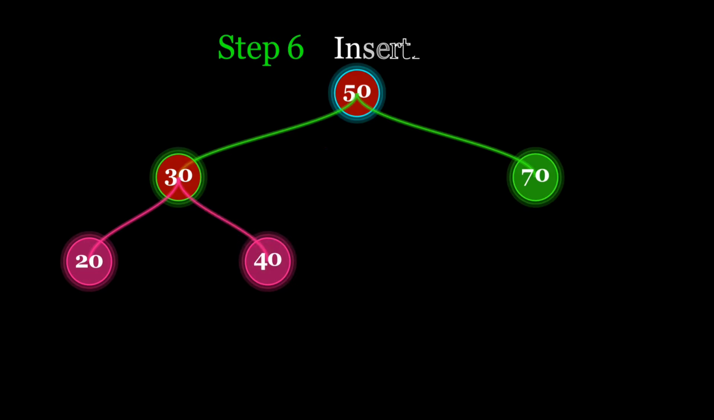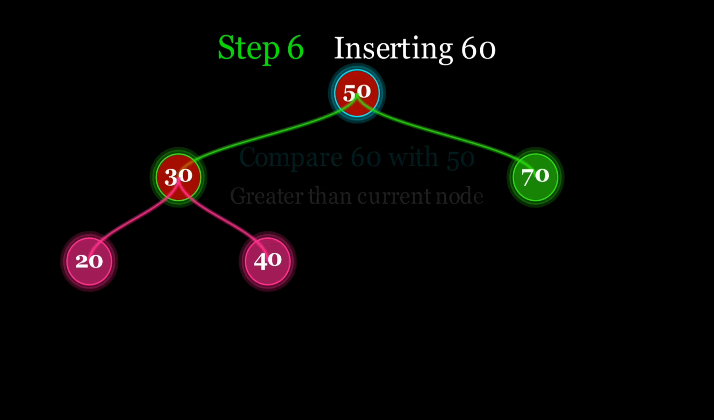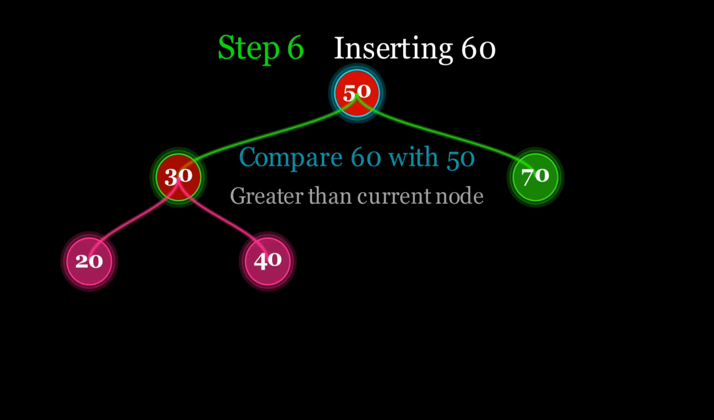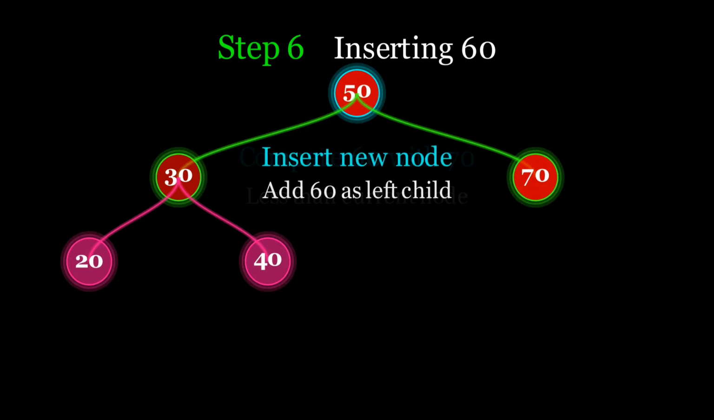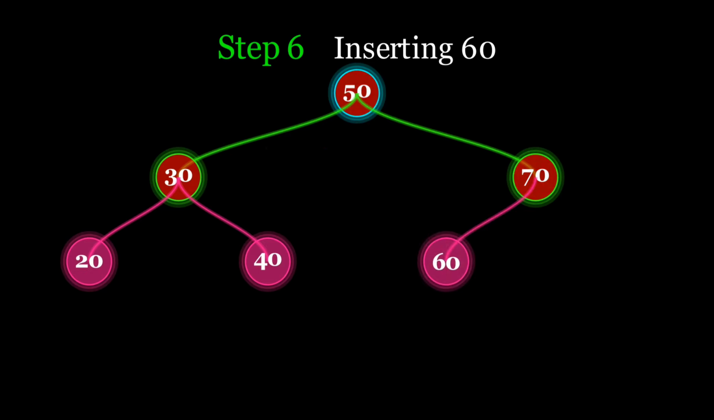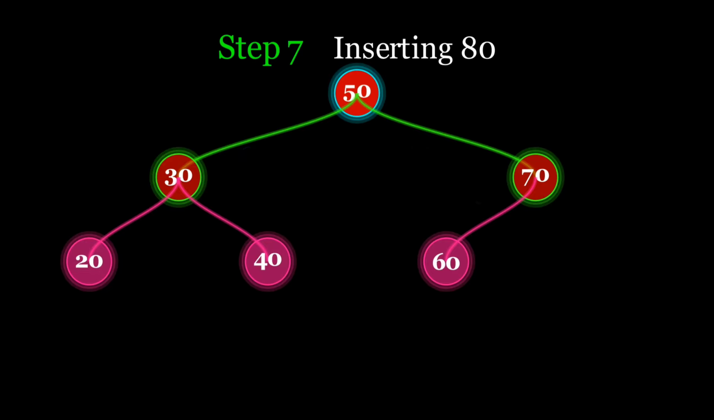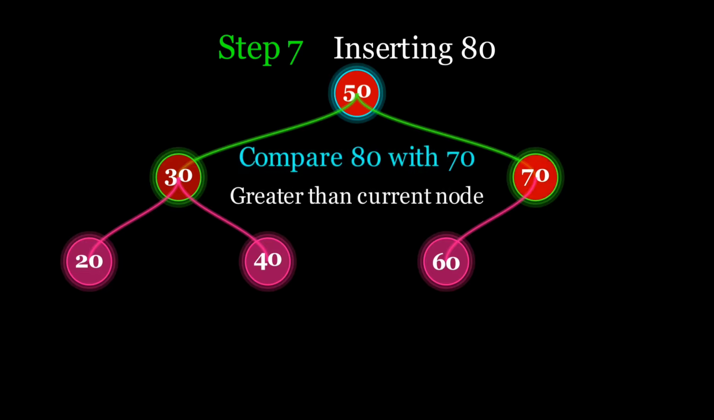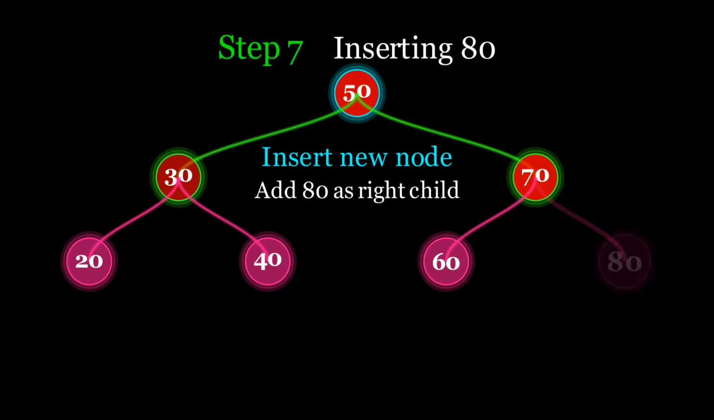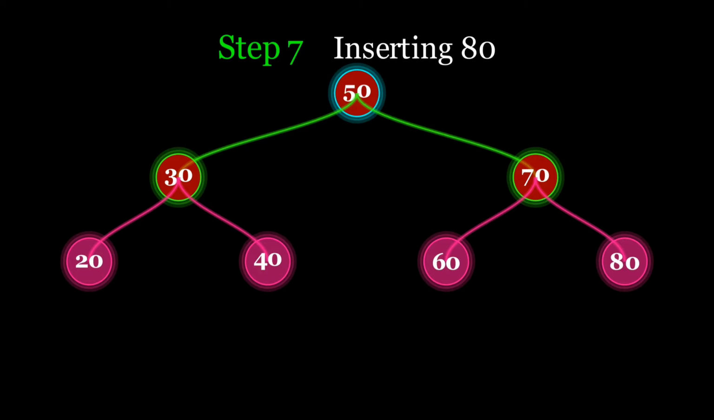Next we insert 60. We start at the root and compare 60 with 50. Since 60 is greater than 50, we move to the right child, which is 70. Since 60 is less than 70, it becomes the left child of 70. Finally, we insert 80. We start at the root and compare 80 with 50. Since 80 is greater than 50, we move to the right child, which is 70. Since 80 is greater than 70, it becomes the right child of 70. And here we have our final BST after inserting all the values.